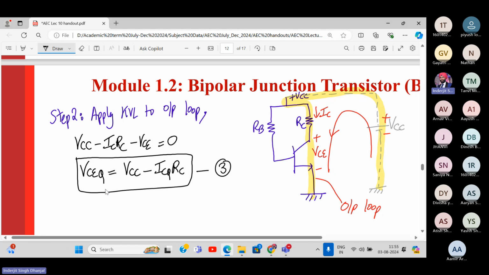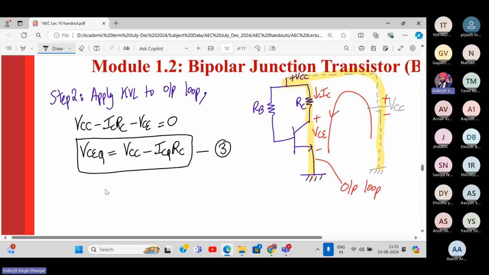Did you all understand how to find this by applying KVL to the output loop? Yes or no? If you have any doubt, you can ask me. I'll stop and explain again, no problem. But tell me fast. Tell me quickly.